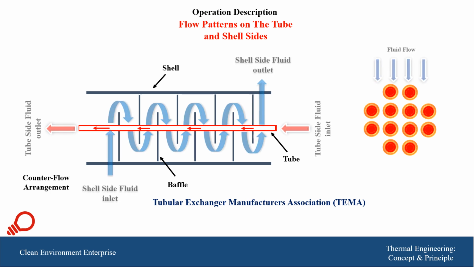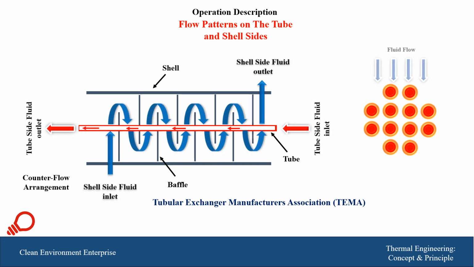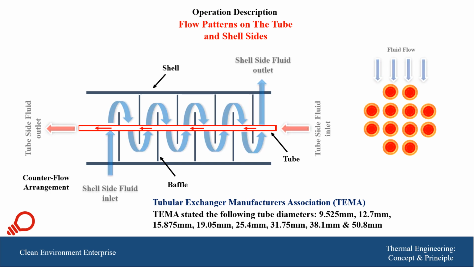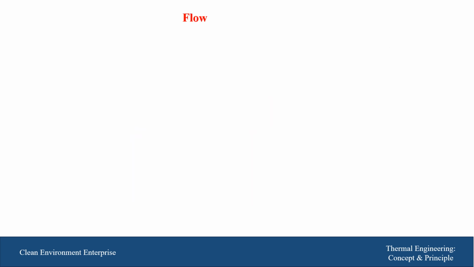And the tubes which are used in the manufacturing of these heat exchangers are specified by TEMA to be between 9.5 millimeter and 50.8 millimeter. The fluid flow arrangement in the heat exchanger, and as we are talking about shell and tube heat exchanger, is the same for other types of heat exchangers.